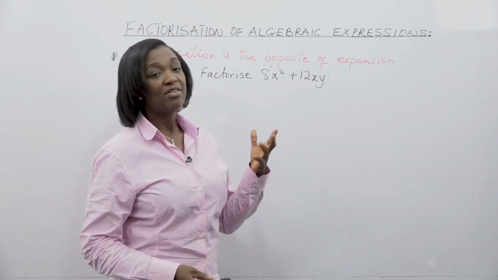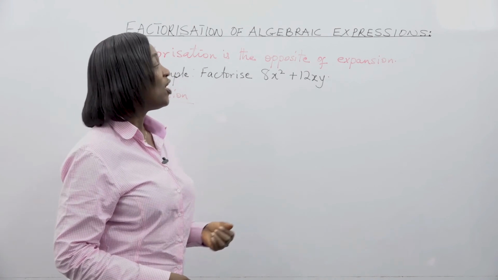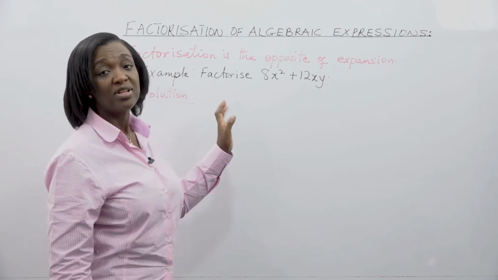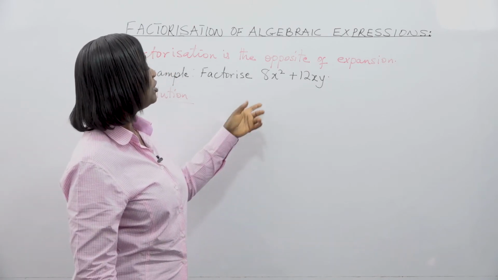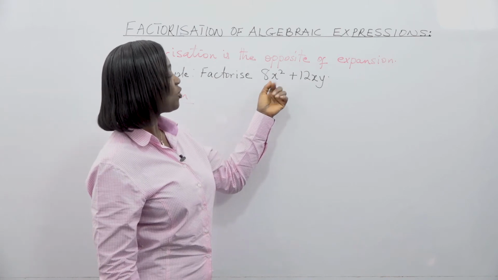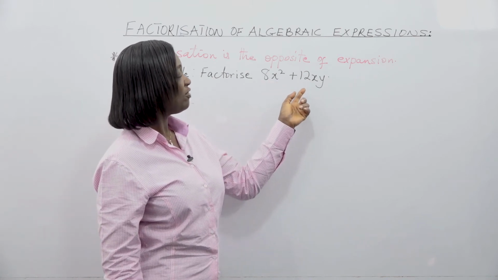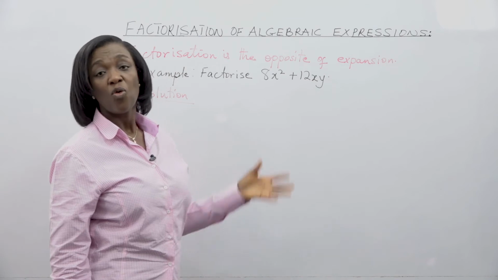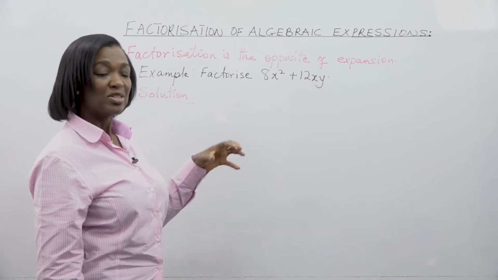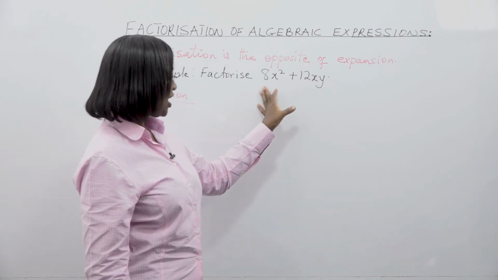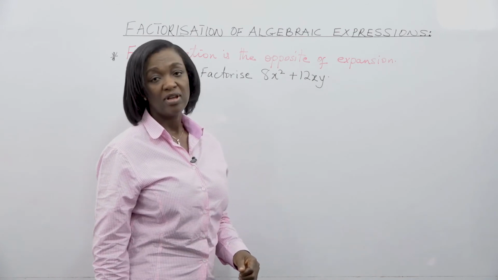We want to look at factorization of algebraic expressions. Factorization is the reverse or opposite of expansion. That means if you factorize, for example, 8x squared plus 12xy, whatever you get, if you expand it, you will get 8x squared plus 12xy.